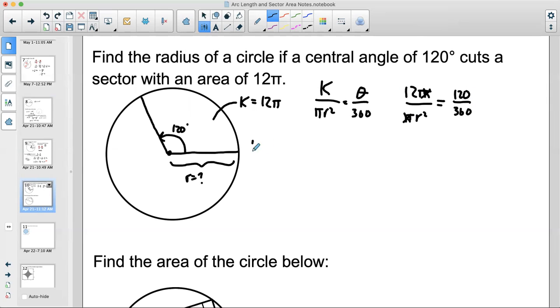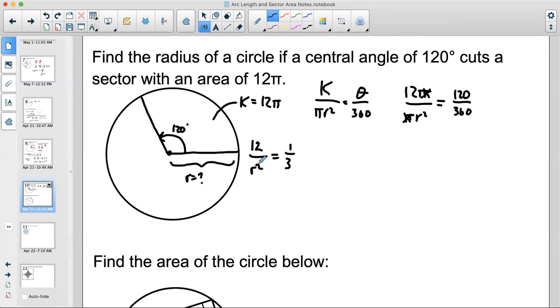So I'll rewrite that proportion one more time. 12 over r squared. Now I crossed off the pi's. And 120 over 360 reduces to 1/3. So now we come into some issues maybe with solving this. You can't multiply both sides by 12. That's not going to work, because r squared is on the bottom here. So you can't multiply both sides by r squared to make it go away.